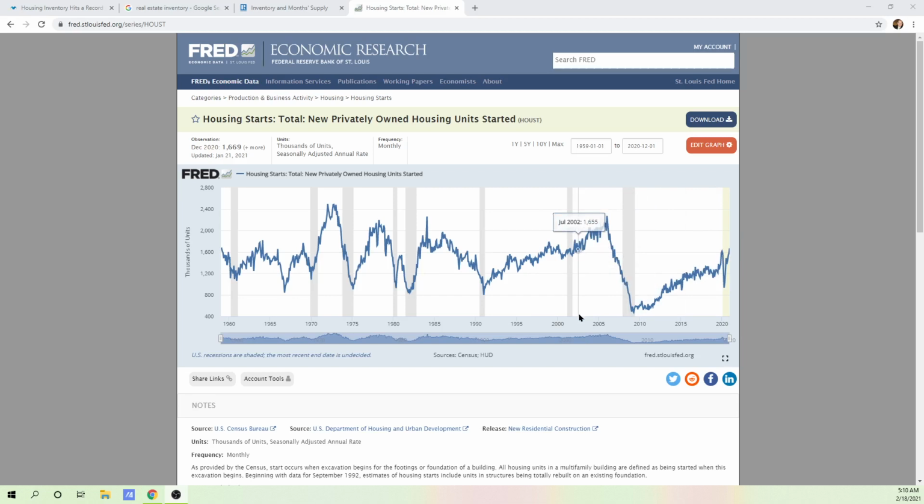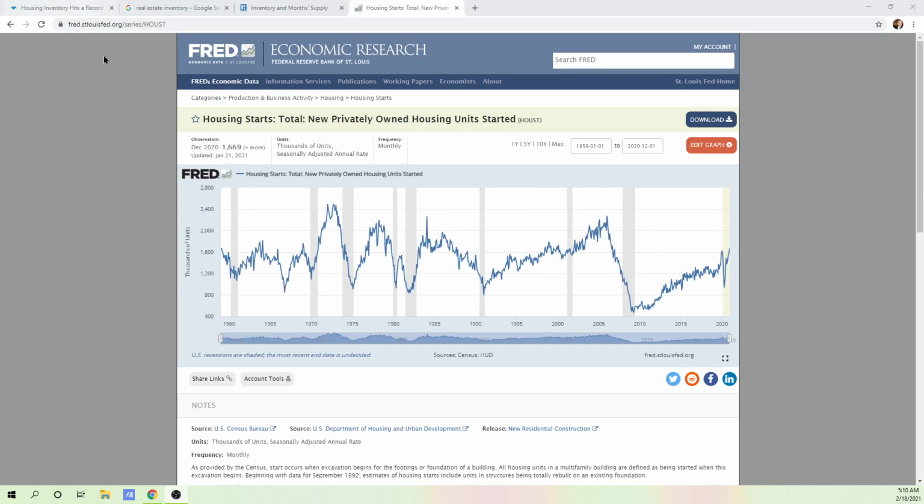So we underbuilt by 4 million homes. So we need to go above this 1.5 area. We need to go above that with an additional 4 million homes above the 1.5 yearly demand. That's how many homes we have to build.